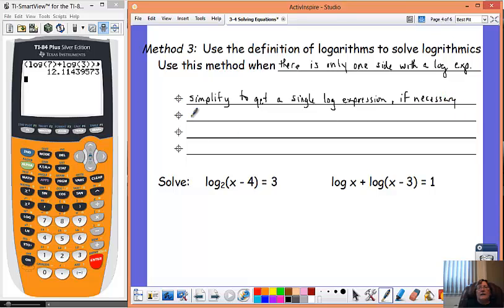Once you have that, rewrite that logarithmic thing as an exponential. That is applying the definition of logarithm. So when we get down here, we're going to say, okay, you look nasty to me, but I know that what you're really saying is 2 to the third equals x minus 4. We're going to rewrite it as an exponential. Then it's going to be solve for the variable.